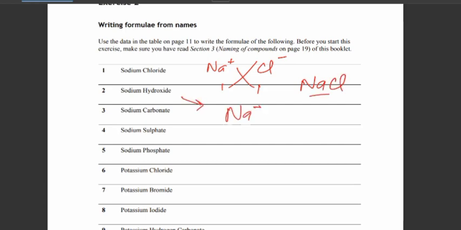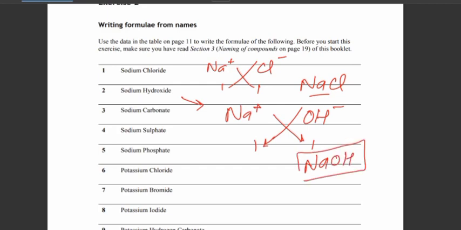Na has a plus charge, hydroxide OH has a minus charge. By the cross exchange method, we bring each charge to the right bottom of the other ion. It is 1 plus 1, so it becomes NaOH. Okay.